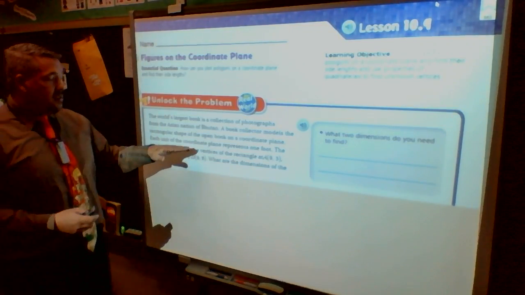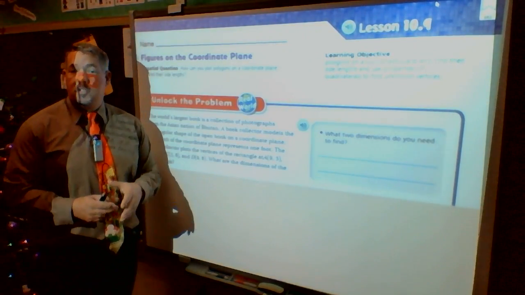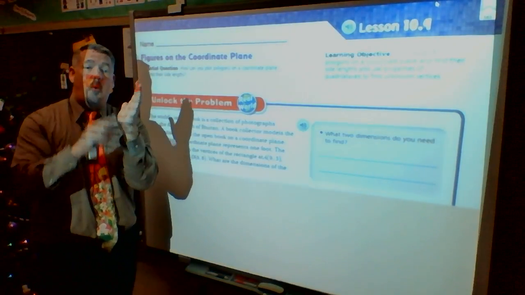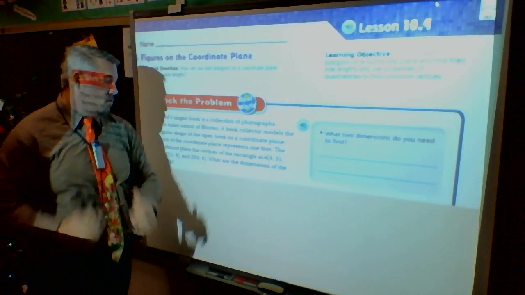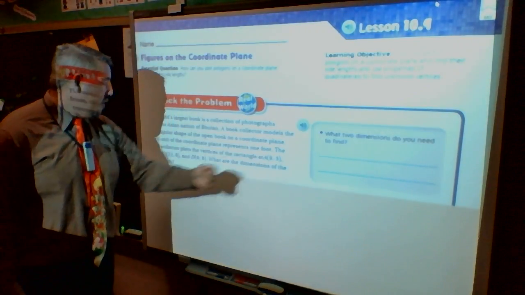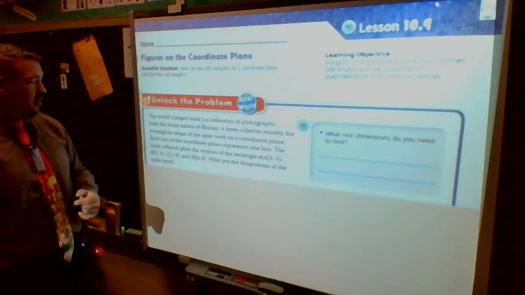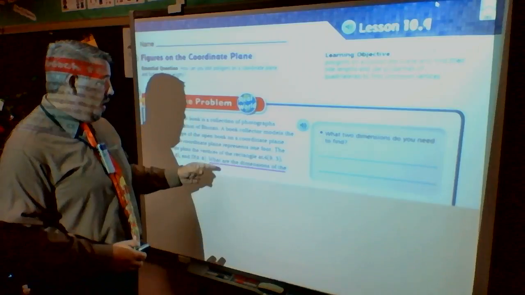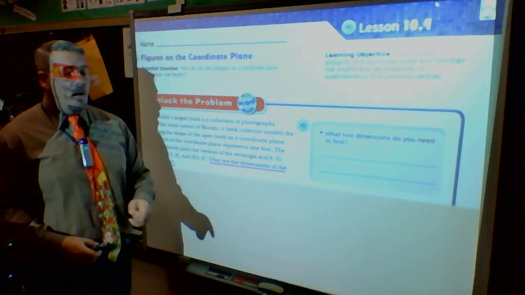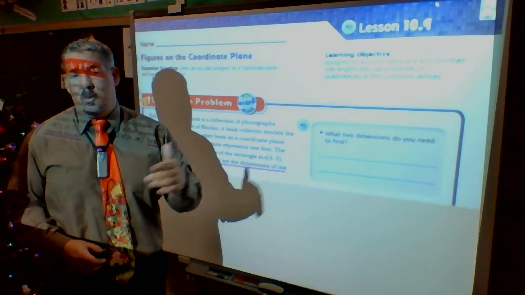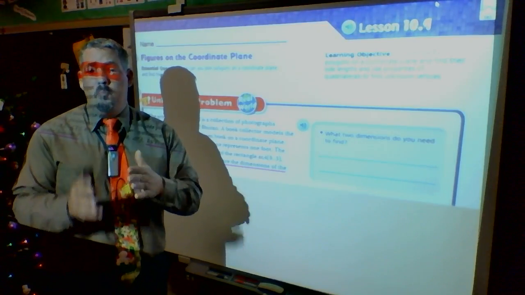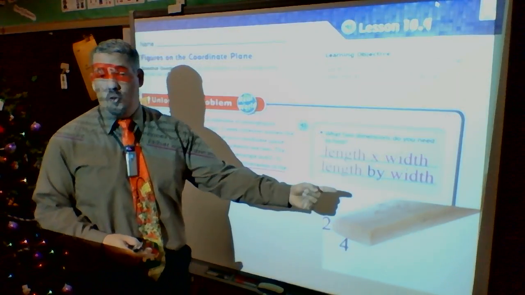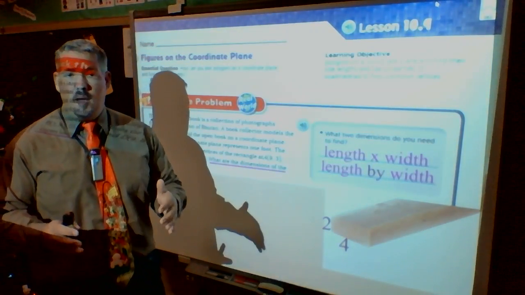The book collector plots the vertices of the rectangle. Vertices are points. If you think of the word vertices, it makes a V. The point on the V tells you that we're talking about the points on a shape. Then it gives us points A, B, C, and D, and asks what the dimensions are. Dimensions are length and width anytime we're talking about dimensions. Now, a couple lessons ago, we had a couple people confused by the question that said the word by, showing different measurements. By just means the same thing as multiplication.